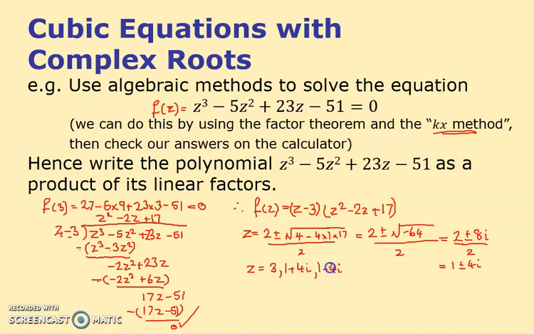That's my 3 solutions. Or if I want to write it as a product of linear factors, I'd write z minus 3, z minus this lot. So I'm going to change both the signs, and I'm just going to write it, or z minus this lot. And I think that is the right answer.